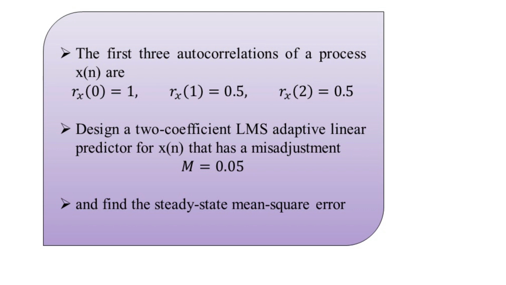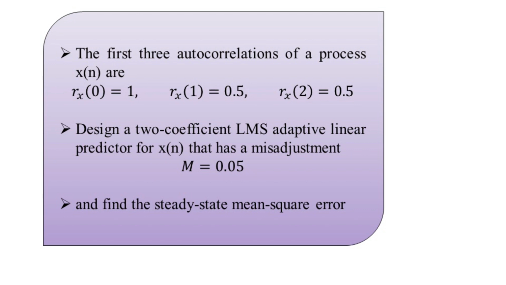With the help of the misadjustment denoted by capital M, we have to design a two coefficient LMS algorithm based adaptive linear predictor for this input discrete time random sequence x of n. In the second part we also have to find the steady state mean square error. So let us start with the first part, the design of the two coefficient LMS adaptive linear predictor.